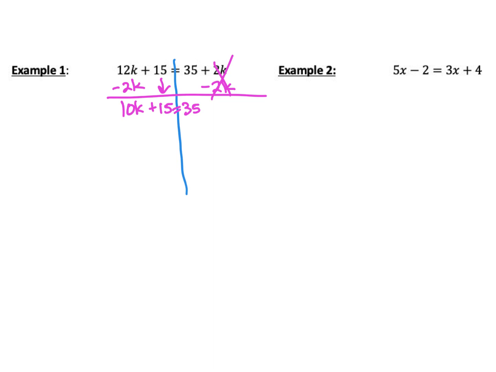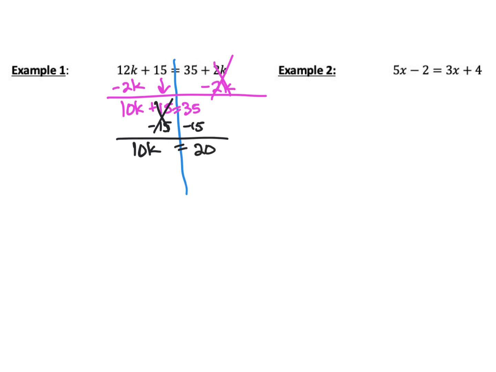Okay, now I'm going to look at this, and I want to pull from the crowded side. I'm going to say, okay, who wants to be over here with the 35? Is it 10K? No, they're not exactly the same. Is it 15? Yes, he wants to be over here. So I'm going to move the 15. That is add 15. Opposite of add is subtract. So we are going to subtract 15 from both sides of the equation. So now we have 10K, positive 15, negative 15 make us 0. And then we have 35 minus 15 is 20.